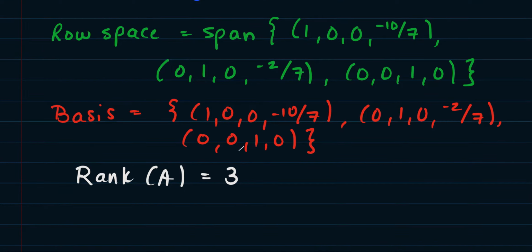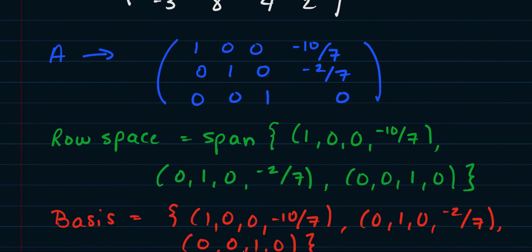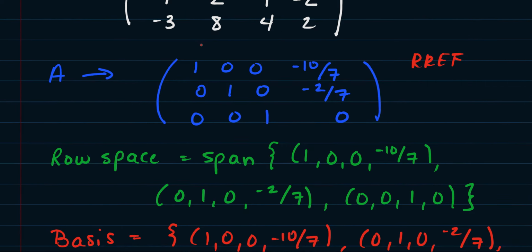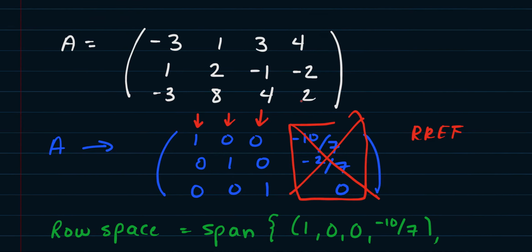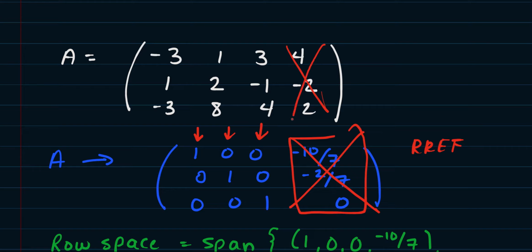Let's figure out what the column space is. Let's look at the reduced row echelon form of A. So this is the reduced row echelon form. And let's try to find all of the linearly independent columns. So here's 1, here's 1, and here's 1. And this last column is negative 10 sevenths times the first one, plus negative 2 sevenths times the second one. So this one depends on the other three, which tells you in the original matrix, this one depends on these three. So the column space, let's copy this.